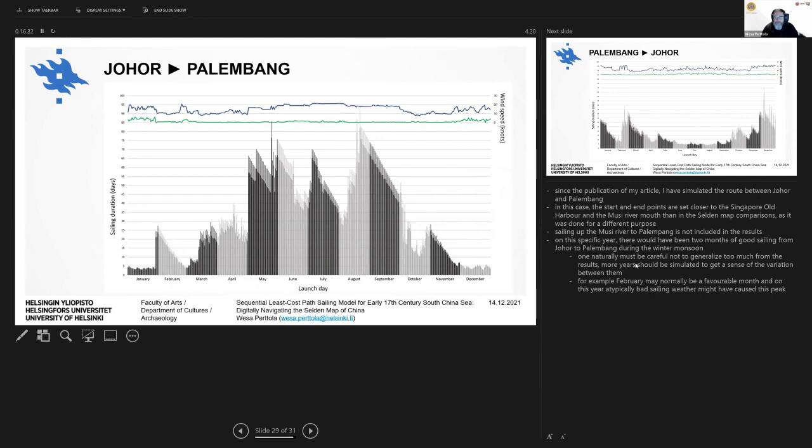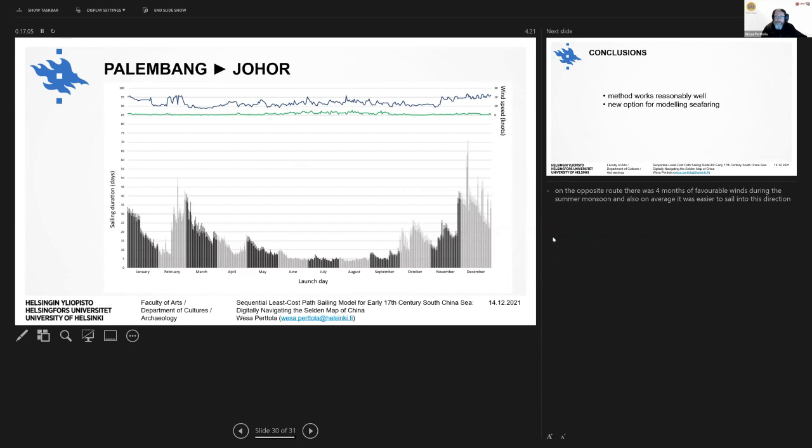On this specific year, there would have been 2 months of good sailing from Johor to Palembang during the winter monsoon. One naturally must be careful not to generalize too much from the results. More years should be simulated to get a sense of the variation between them. For example, February may very well be normally a favorable month, and it just happens that on this year, atypically bad sailing weather might have caused this peak here.